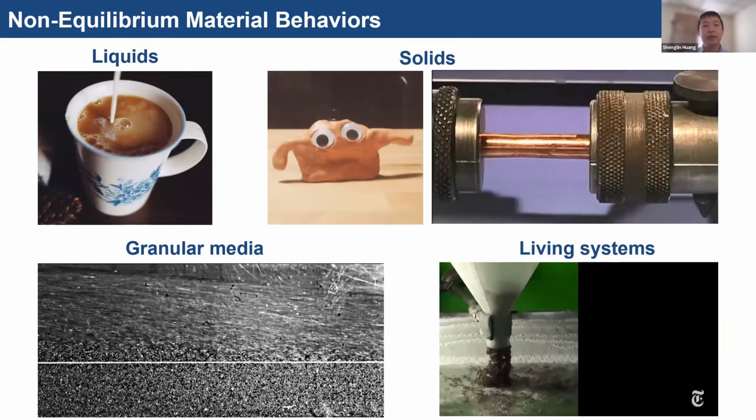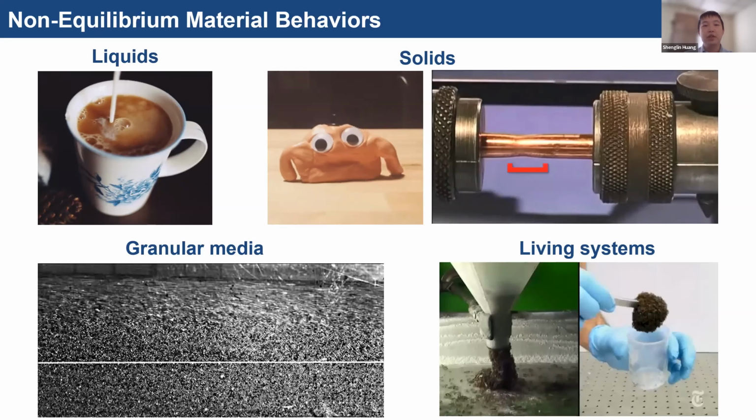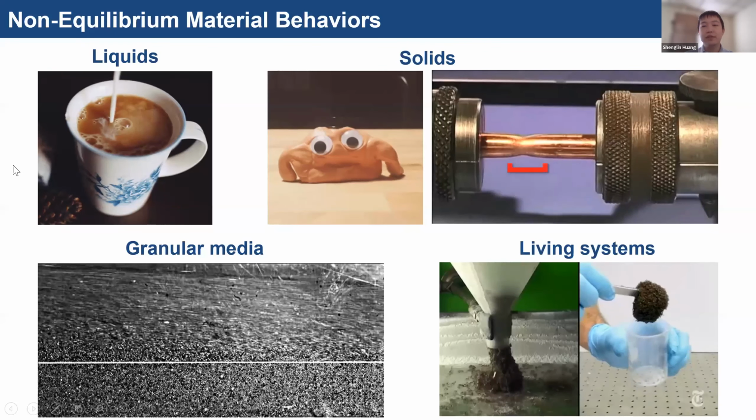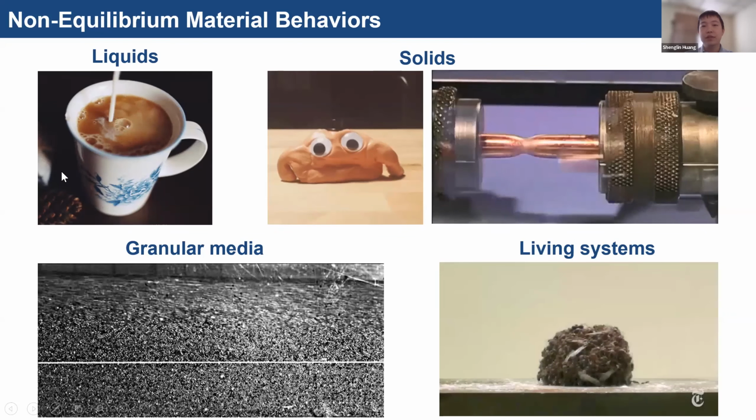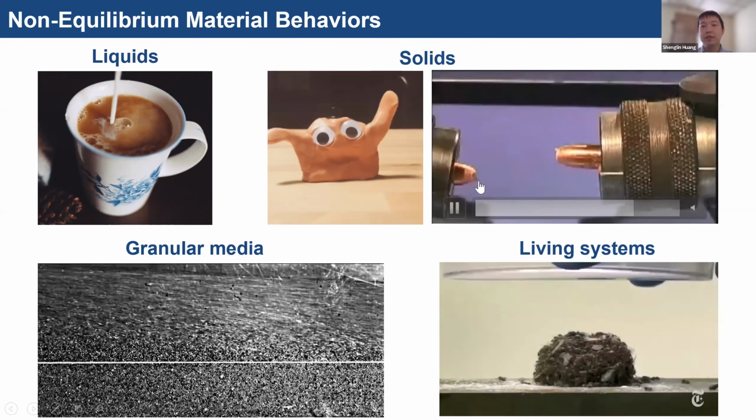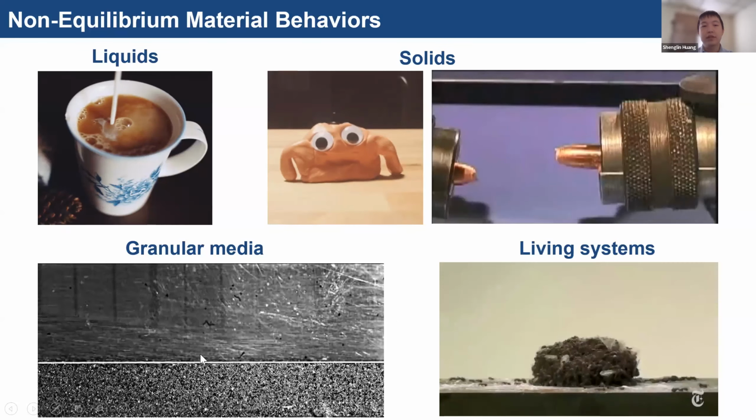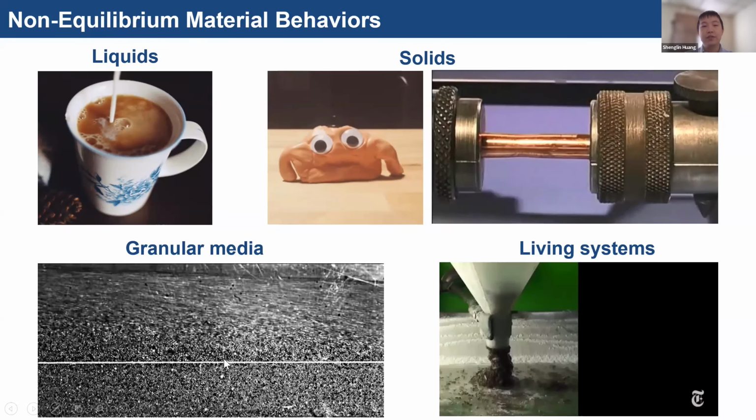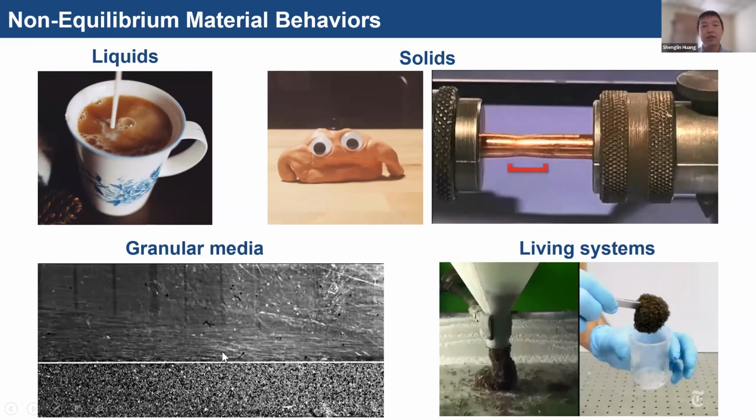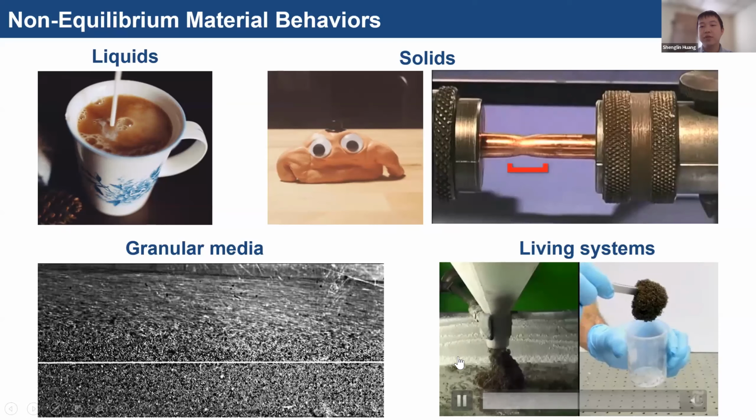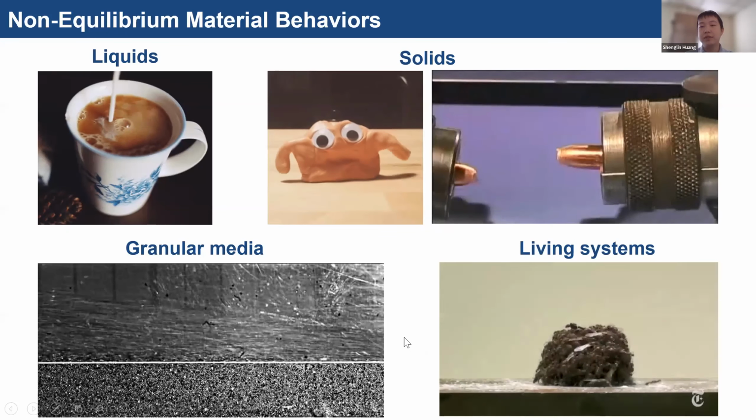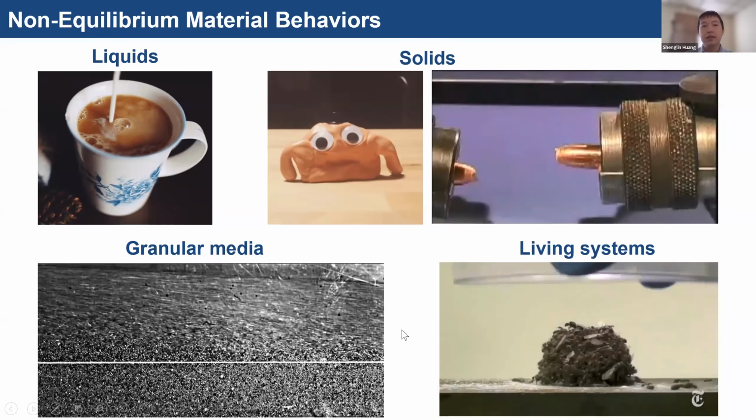So non-equilibrium phenomena are ubiquitous in nature. We can find different behavior in different systems, such as the diffusion in liquids, the viscoelasticity and plasticity and fracture in solids. And we can also find solid-like friction together with liquid-like flow in granular media. And we can also find this flow behavior and elastic response in living systems. Non-equilibrium phenomena are also involved in state-of-the-art technologies, such as soft materials, additive manufacturing, nanotechnology, and biomedical applications.